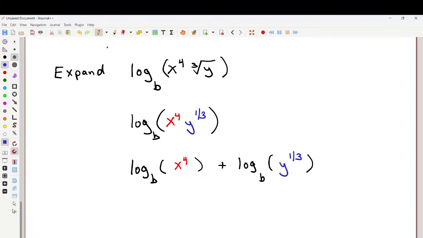And I know in the homework they want one other thing. Technically we're done expanding, but they want us to write any stacked exponent, so base x stacked with a 4 here, as 4 times the logarithm. And same argument over here, we want to write that exponent as that multiplier.